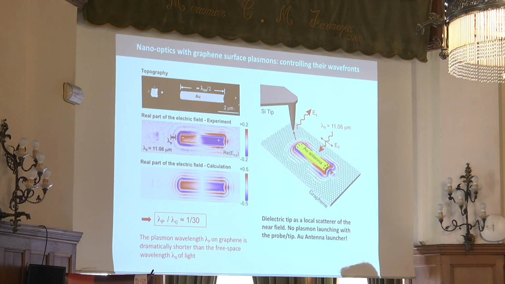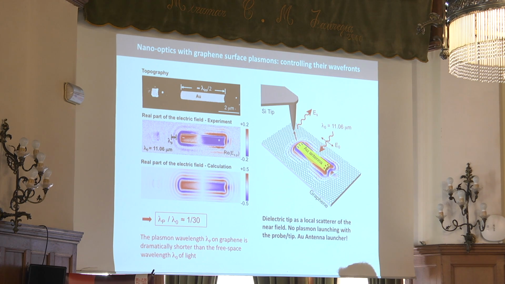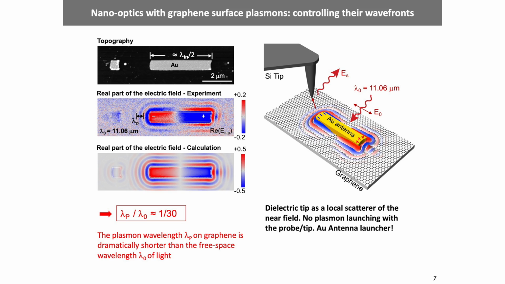And therefore, this creates one thing: the wavefront produced in these launched graphene plasmons follows the contour of the antenna. So if you shape the antenna, you shape the wavefront of the graphene plasmon. And it's only because the wavelength of the graphene plasmon is much smaller than the source. This does not happen very often.